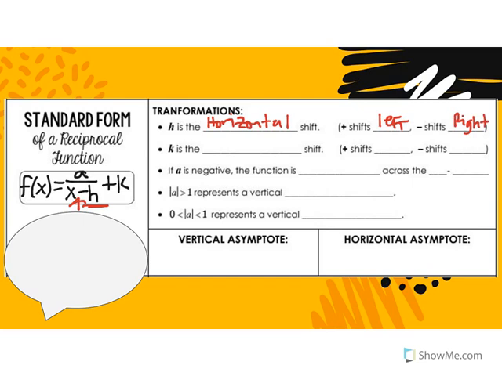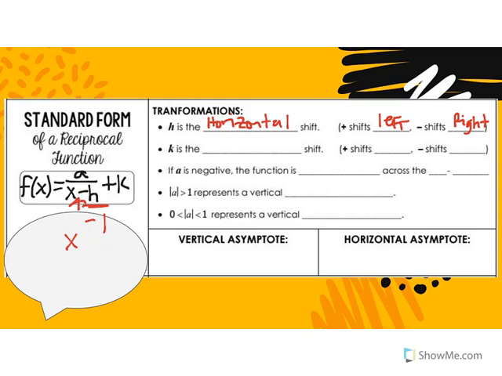The reason why they go opposite the sign: if you were to plug a -1 into that equation, a negative times a negative would be a positive. So it would actually look like this, x plus 1. So that's why it's going opposite, even though you plugged in that -1 value.